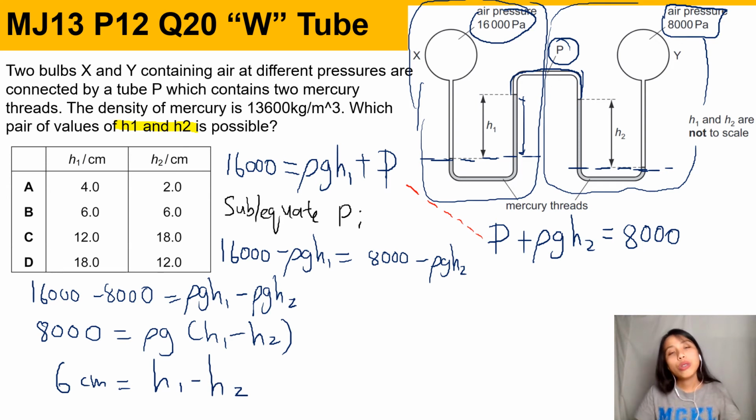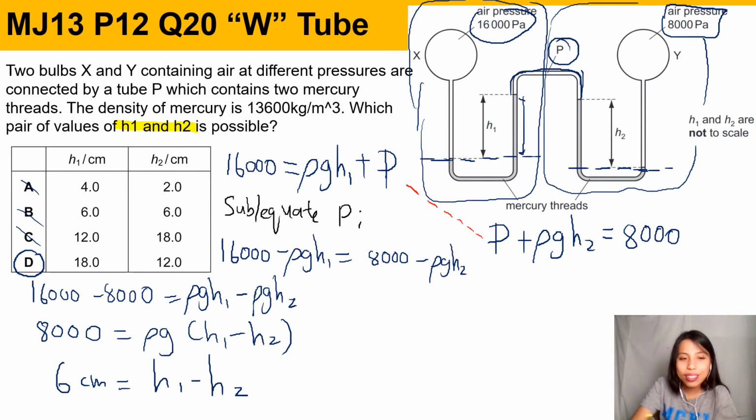H2. So now all we need to do is go through all the choices to see what are the possible heights for this W tube. H1 minus H2 is 6. So let's look at A. A confirmed out already. B also out. C, that is H2 minus H1. Wrong. It's supposed to be H1 minus H2. So the answer in this case is D, the best choice, because H1 minus H2 is 6.